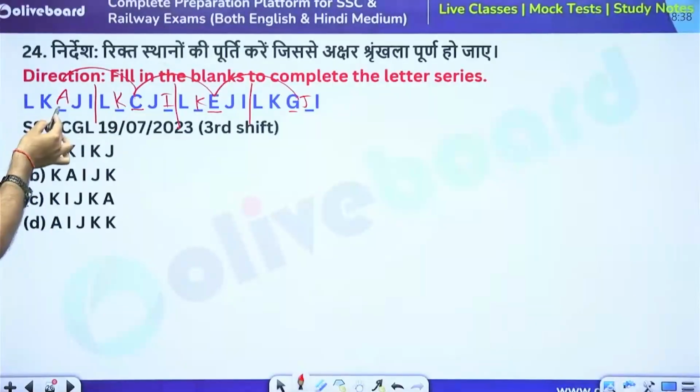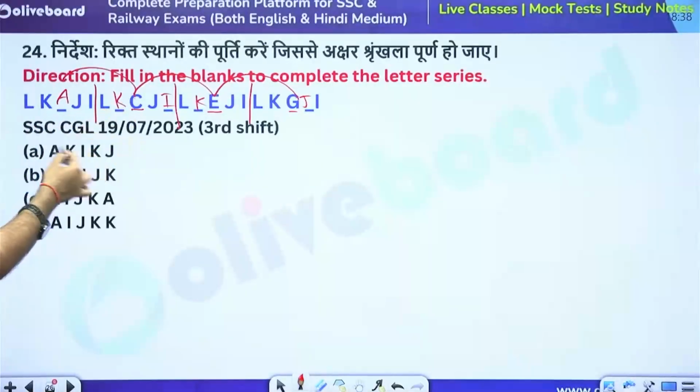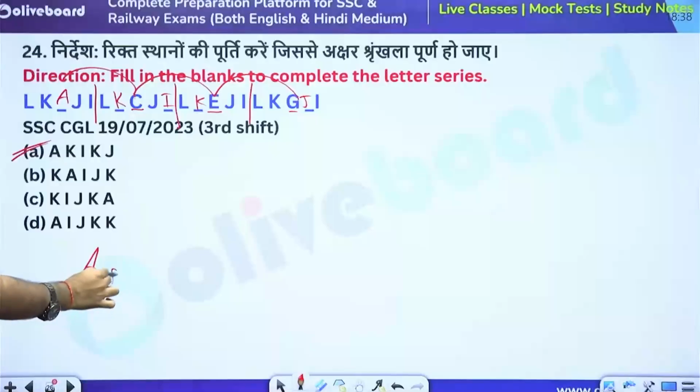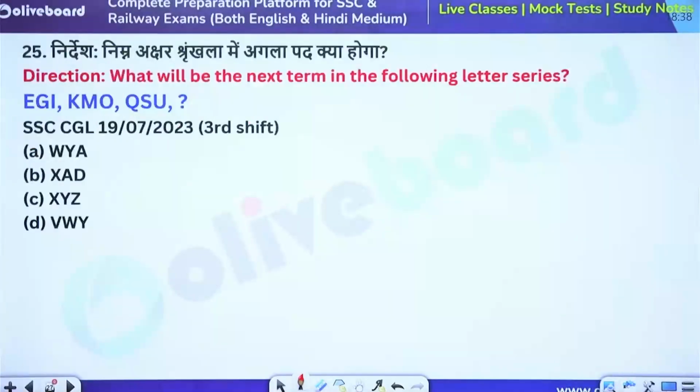So what is the logic here? AKIKJ, option A is the correct answer. Yes, Vigneshwaram, correct.